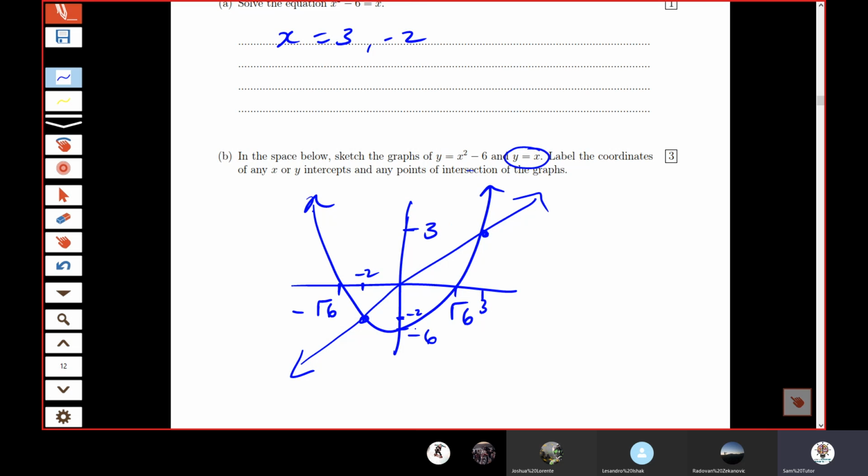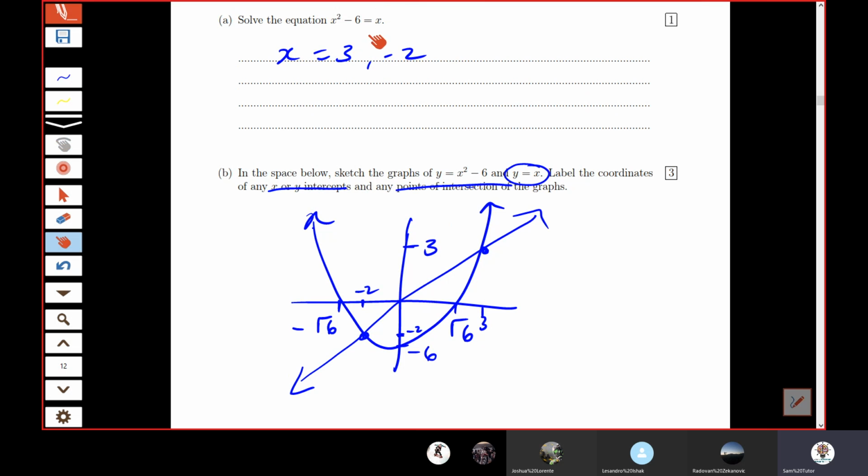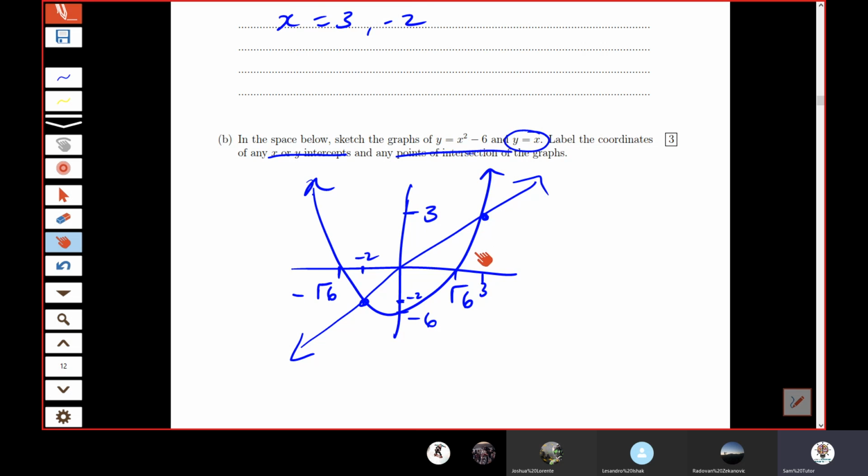If you didn't show that point of intersection, unfortunately you will lose a mark. So you see what I kept doing when I drew it, I kept going back: label the coordinates of any x and y intercepts, tick, and then point of intersection, tick. Done. So, a straightforward question with a lot of room for error. Understood how I linked what we just did above to this bit here?